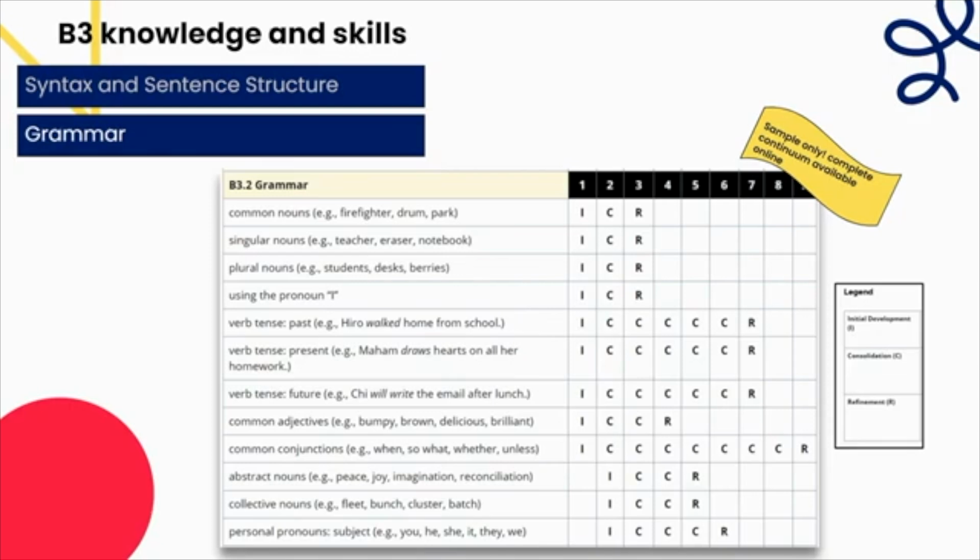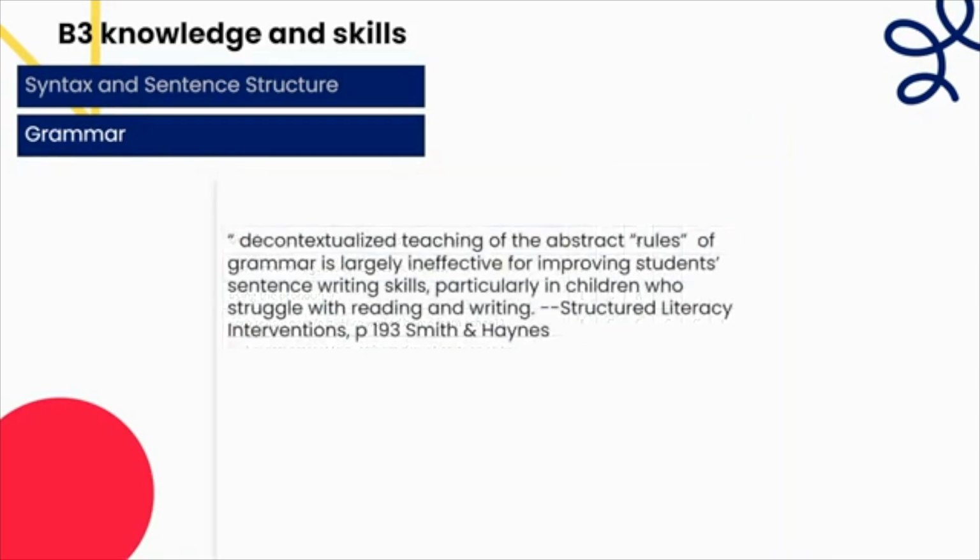It is extremely important to consider the findings from research that show that decontextualized teaching of abstract rules of grammar is largely ineffective for improving students' sentence writing skills, particularly in children who struggle with reading and writing. So what does this mean? Embedding grammar and syntax lessons within the context of content learning or in relation to topics of study and while engaging in meaningful reading and writing activities will be more effective than simply having students define terms and label parts of sentences.